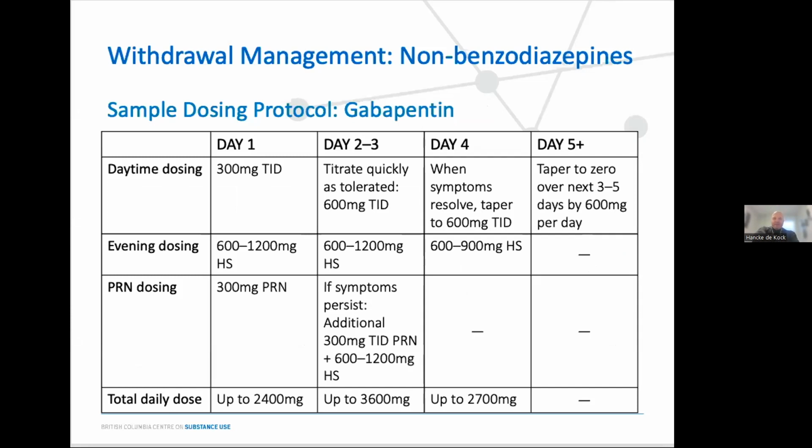Gabapentin, an example of gabapentin. As you can see, there's more dose variation with gabapentin. We start off usually with a 300 milligram TID dosing, and then the evening dose can fluctuate. This is not as straightforward as carbamazepine, but this is my preference that I usually use, and it's patient tailored.